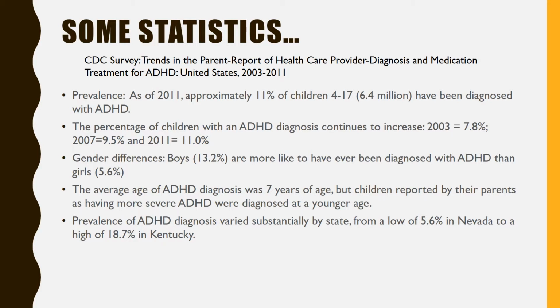And I thought this was interesting. The prevalence of ADHD diagnoses varied substantially by state, from a low of 5.6% in Nevada to a high of 18.7% in Kentucky. And next week, or this upcoming week, we're going to look at this study in more depth, and we're going to look at the maps of the United States and come up with maybe some hypotheses as to why this is occurring, why the prevalence is changing by state.